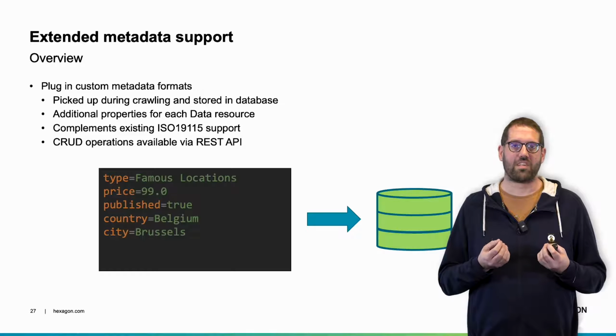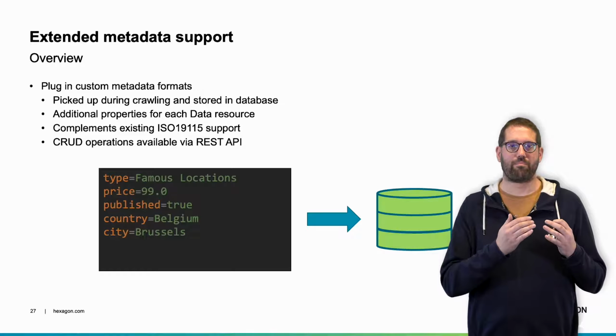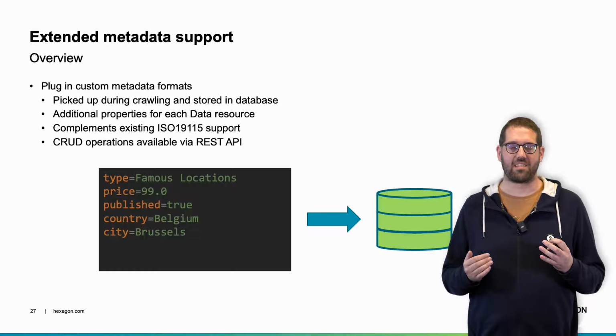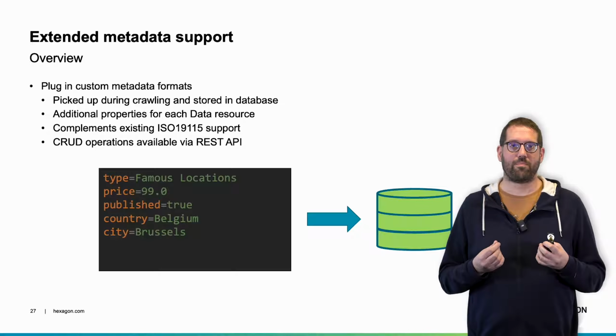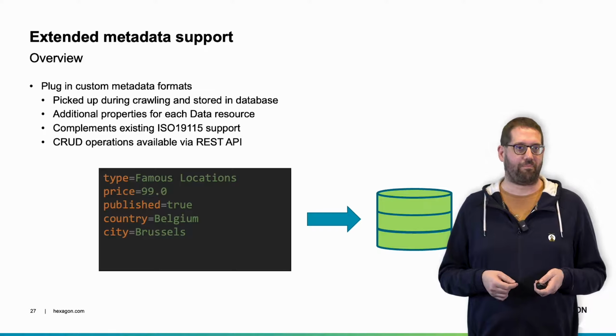So in a nutshell, what this means is that you're adding your own custom properties to every data resource that gets imported into Fusion. Also, once you have that, it's possible to edit the property values using the REST API. I'll come back to that later.